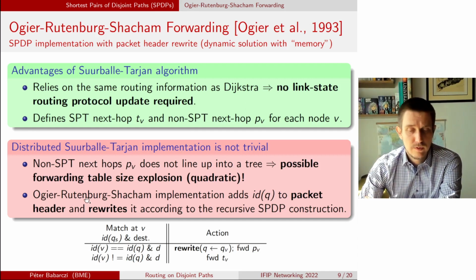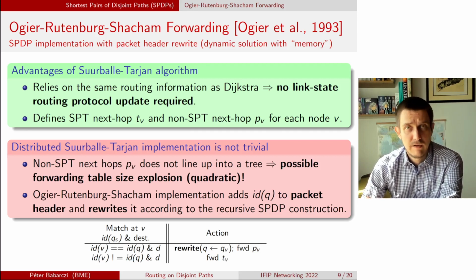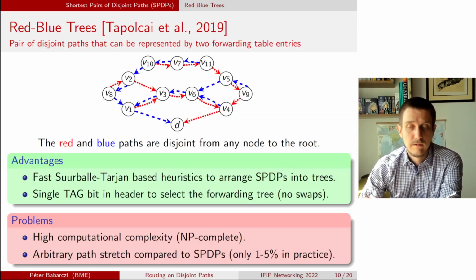This Augé-Rutenburg-Shaham implementation adds the node ID Q to the packet header, and the match at the bottom of this slide works as follows. We check at forwarding whether the ID in the packet header is the same as our ID as the node. If yes, then we rewrite the Q value in the packet to our own Q and forward it to our non-shortest path link. And if we are not the Q node of the source of the packet, then we will forward it on the shortest path link. But as I mentioned, this dynamic behavior is not acceptable for fast reaction.